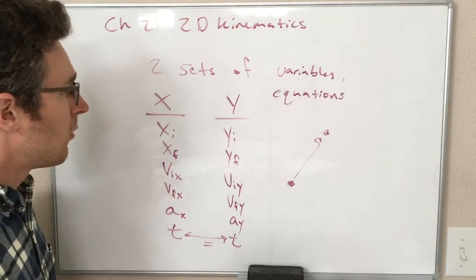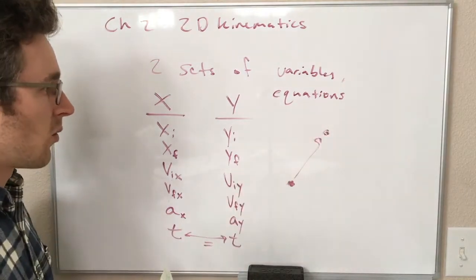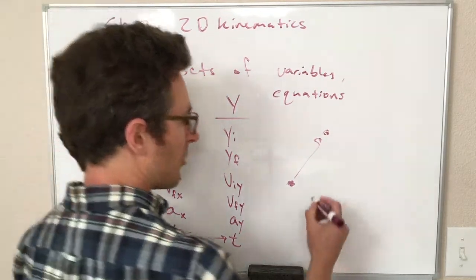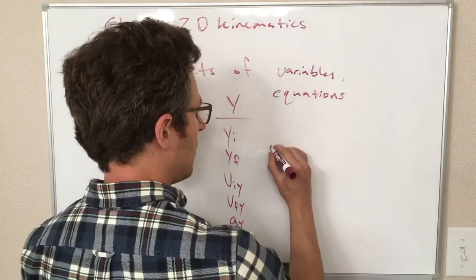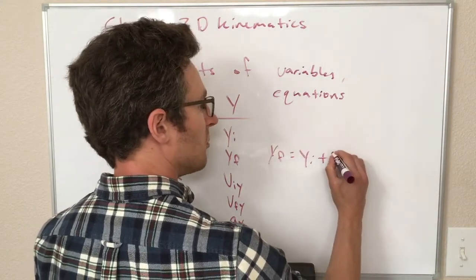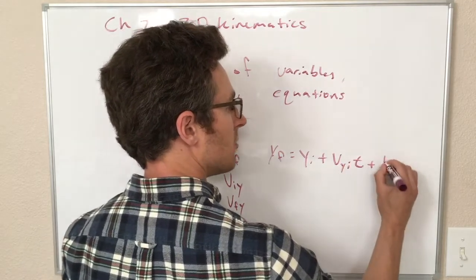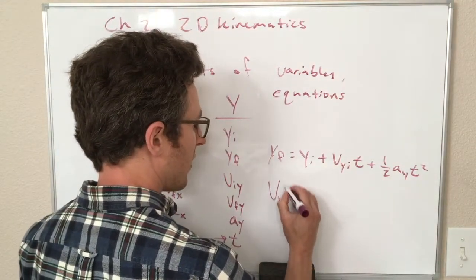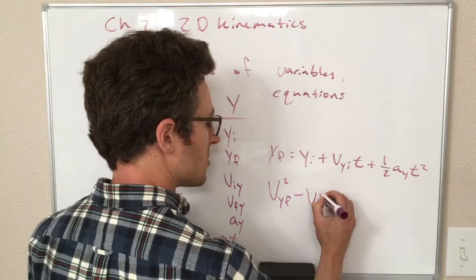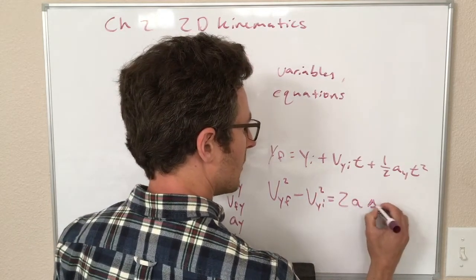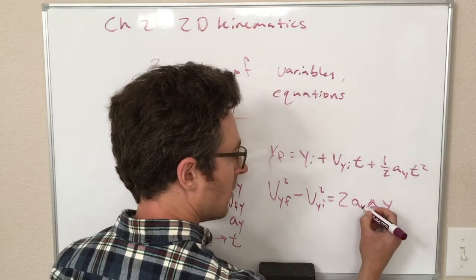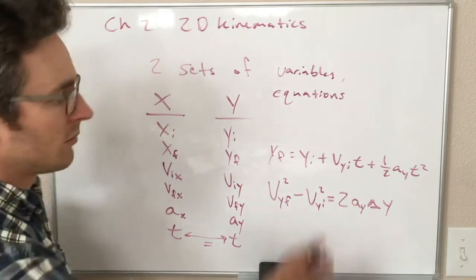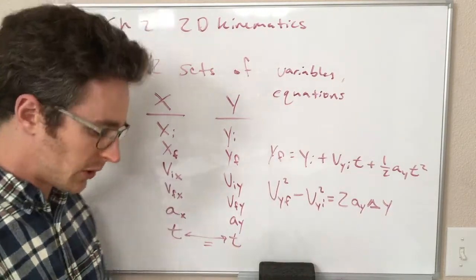Okay, we also have a full set of equations in the y direction. I'm not going to write all of those down, but just as an example for a couple, we have equations like y final equals y initial plus v y initial t plus 1/2 ay t squared, or vy final squared minus vy initial squared is equal to 2 ay delta y. There should be a y subscript on the a there. And our other equations we can adapt similarly.